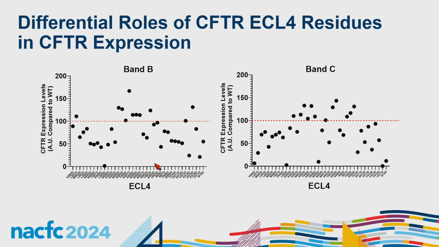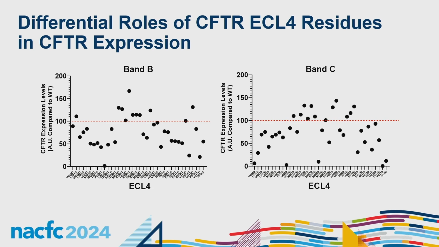And also, for both sides, when you mutate these amino acids into aspartic acid, you actually got lower CFTR expression, suggesting that when you mutate to aspartic acid, you lost stability, and therefore the original amino acid is actually important to maintain CFTR stability.